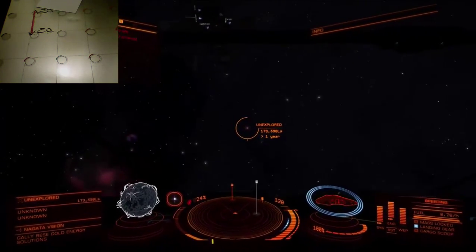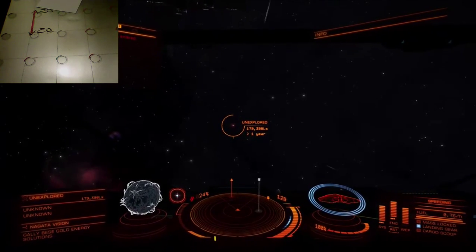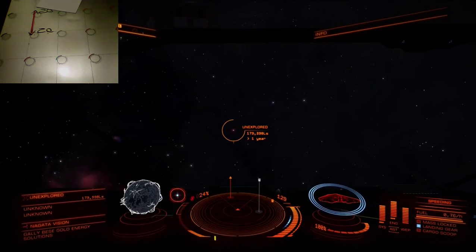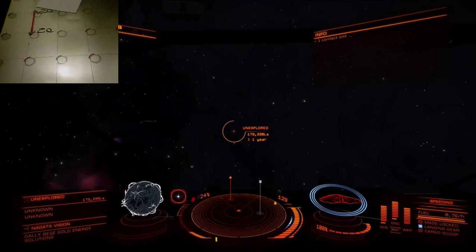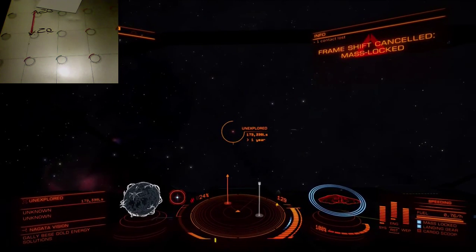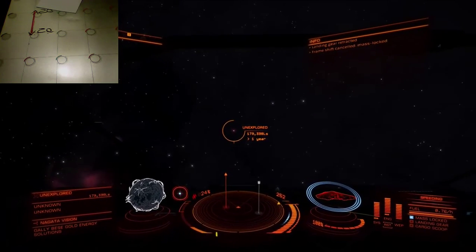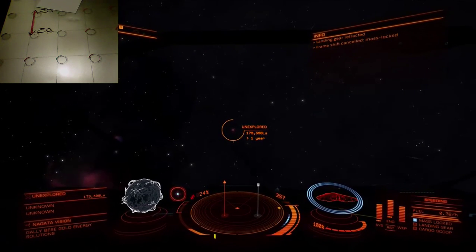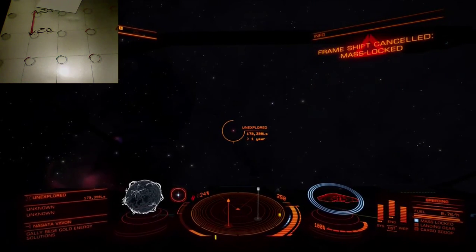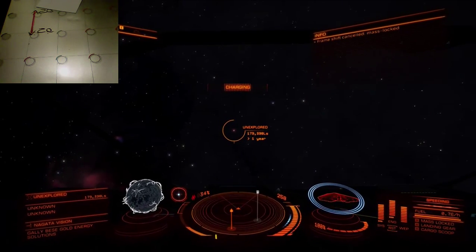So there we go, 179,000 light seconds away. Right now I'm traveling, I believe the measurement is 129 kilometers a second, if I'm not mistaken. So what we'll do is we'll activate our frameshift drive as soon as I retract my landing gear. Okay, so now we're traveling even faster. We're traveling nearly 260 kilometers a second. And once we engage with mass lockout, see, this game is very in-depth.